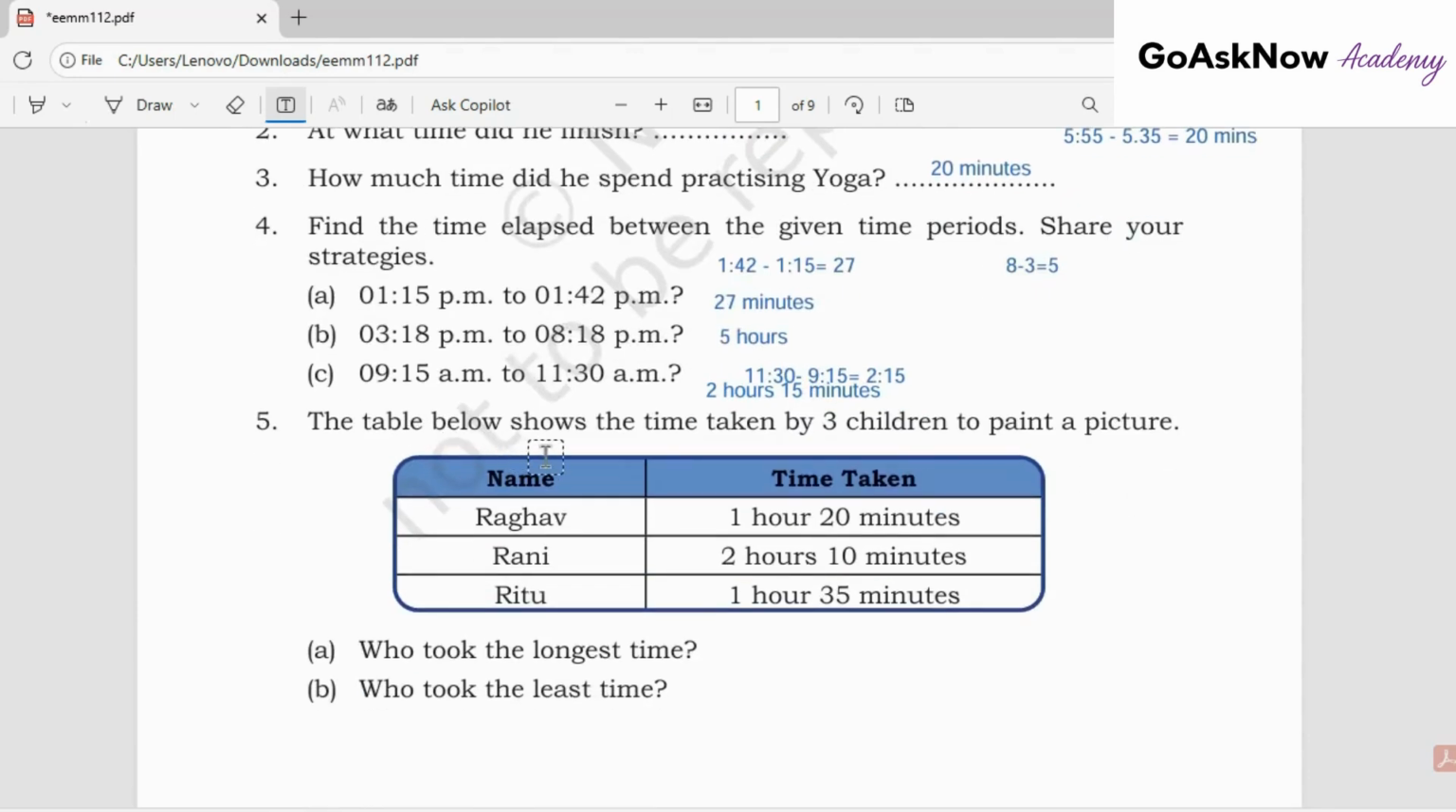Next, the table below shows the time taken by 3 children to paint a picture. Raghav 1 hour 20 minutes, Rani 2 hours 10 minutes, Ritu 1 hour 30 minutes. Who took the longest time? Here 2 hours 10 minutes is the greatest one. So Rani took the greatest time. Then 1 hour 30 minutes is greater than 1 hour 20 minutes, which is lesser. So Raghav took the least time.